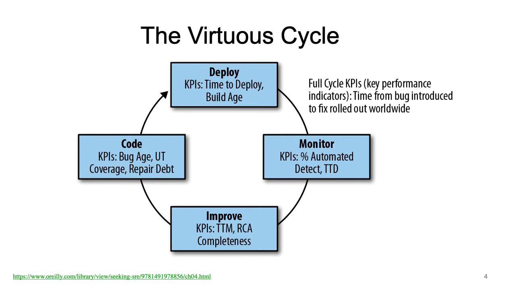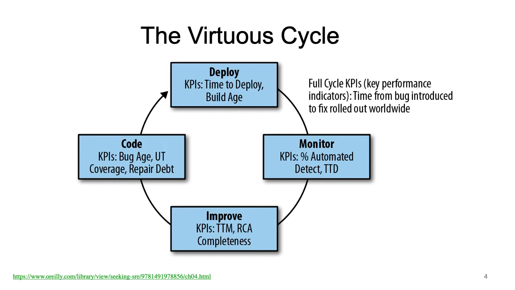The full cycle key performance indicators: time from bug introduced to fix rolled out worldwide. So they call it the deploy. The KPIs are time to deploy, build age, monitor, percentage of things automated, and time to detect, and then improve. There is TTM, time to mitigate, root cause analysis completeness, and then code: bug age, unit testing, coverage, repair depth, and then go back to deploy again.